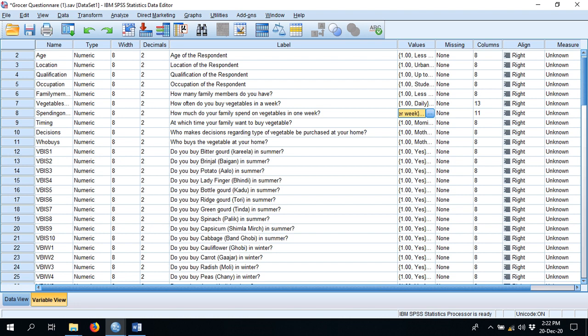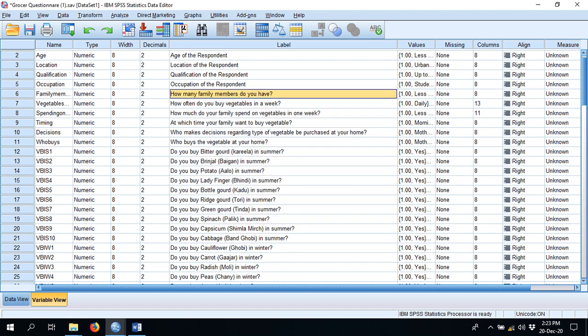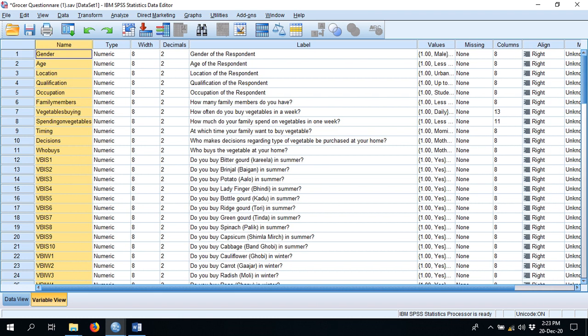So similarly, the number of family members was categorized as less than 5, 6 to 10, 9 to 11, and more than 11. So it means the more family members we have, the more we are going to be spending on vegetables. So let's check, because both are ordinal variables in this case, and we want to examine the association between these two variables. So we will use Spearman correlation coefficient.